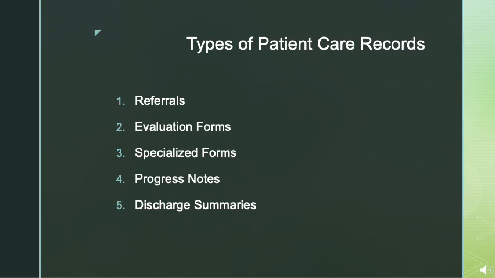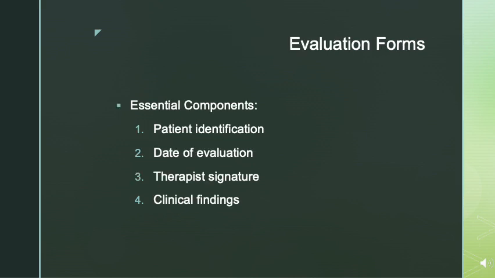So when we look at all these together, each type of record contributes to a complete picture of patient care. From referral to evaluation to treatment and finally to discharge, these records document the patient's entire journey through physical therapy. Evaluation forms contain essential patient information and they serve as the starting point of the rehabilitation process.